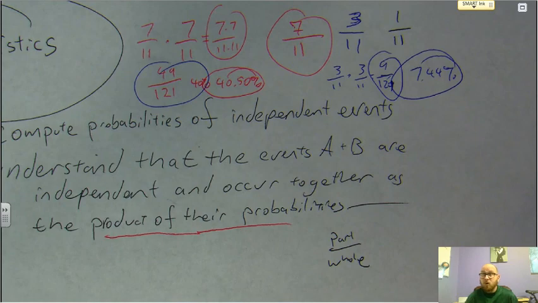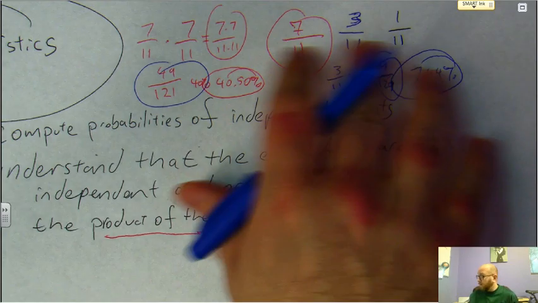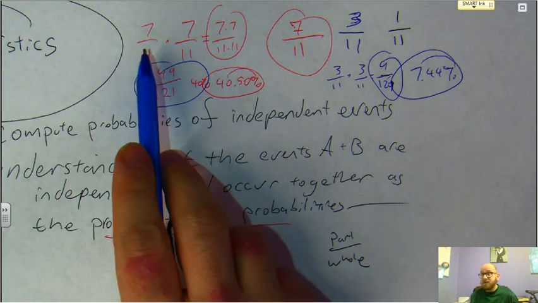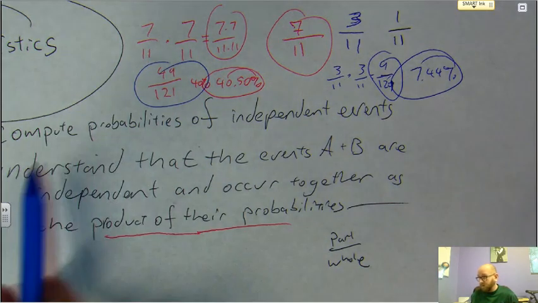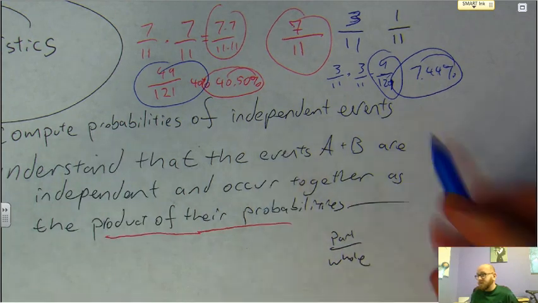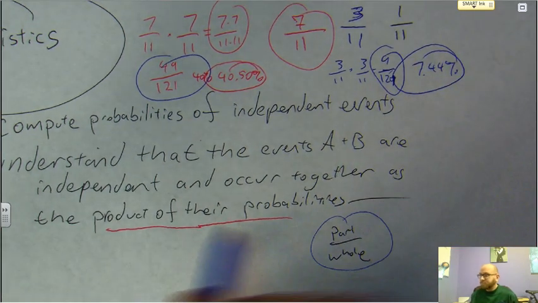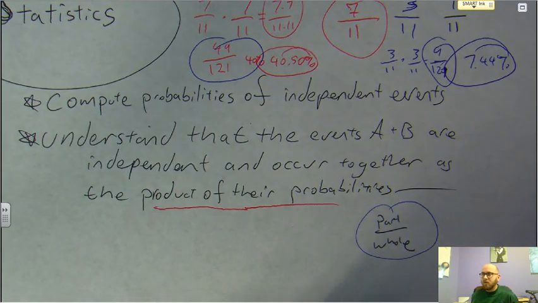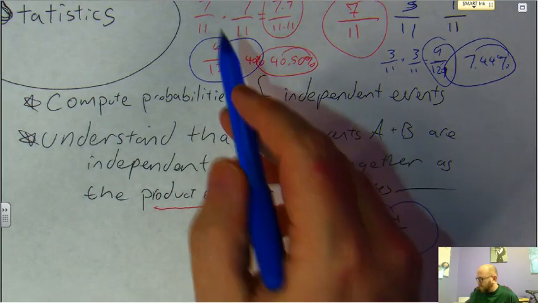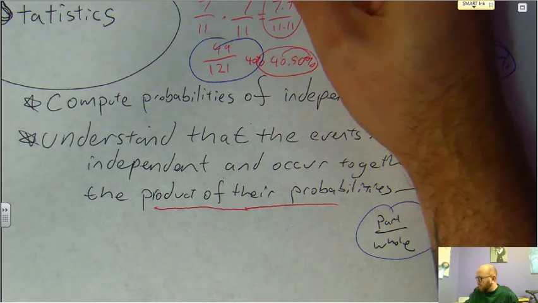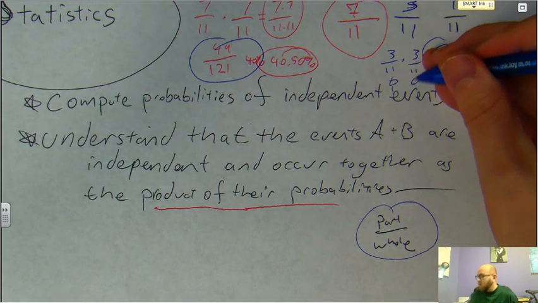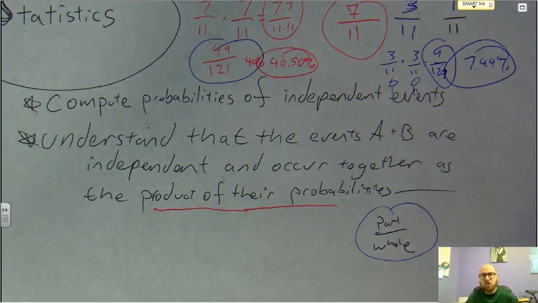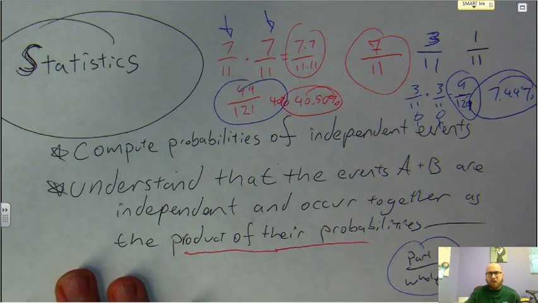All right. So hopefully from this video, you'll be able to calculate the probabilities of an individual event occurring. So that's computing the probabilities. That's the part over the whole. And then also understand that the events A and B are independent and occur as the product of their probabilities. If we're looking to pull a red and then pull a red, or pull a red and then pull a blue, we have to multiply those probabilities to figure out what the overall probability is. All right, I hope that helps you.